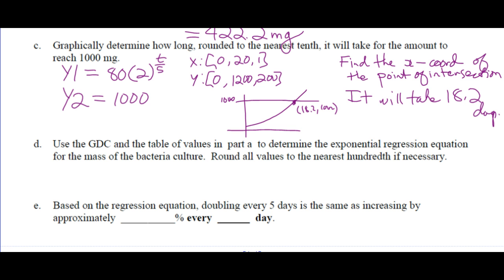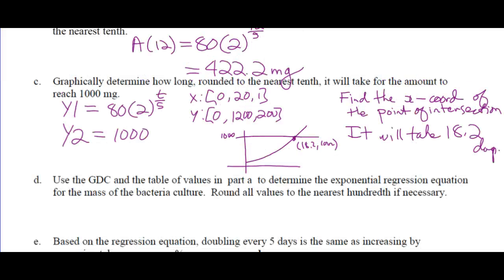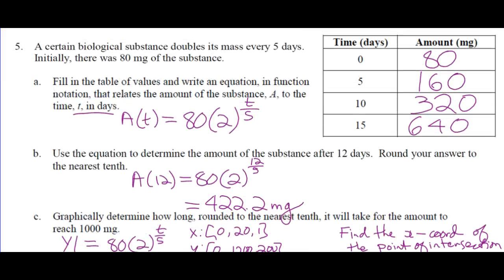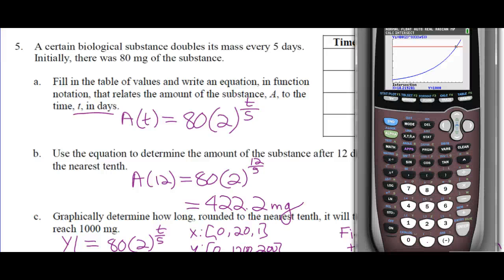Use the graphing display calculator and the table of values in part A to determine the exponential regression equation for the mass of the bacteria culture. Round all values to the nearest hundredth. So in other words, now we want to run a regression. So we're going to take this. So follow along if you haven't run a regression lately.